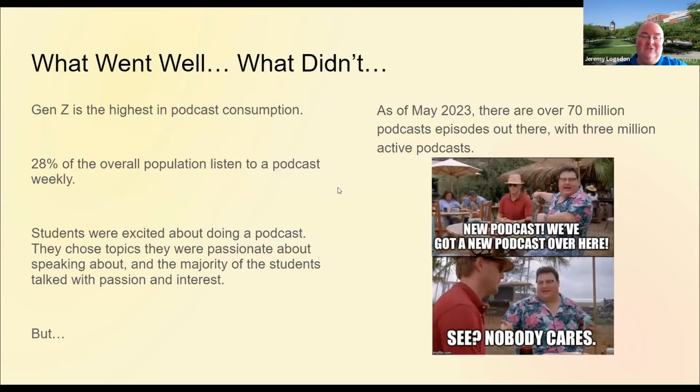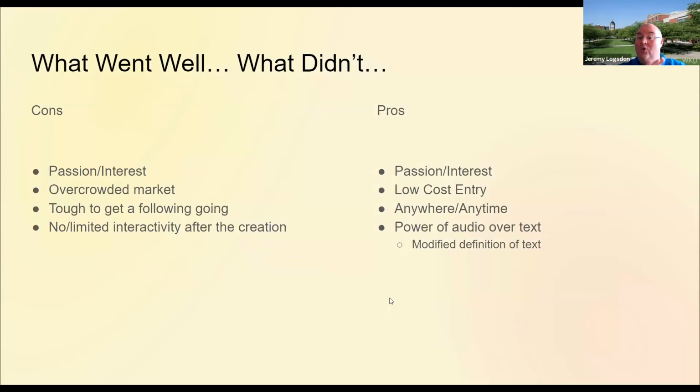However, there is, of course, a problem with that, and that is the market is so oversaturated with podcasts. There's 70 million podcasts out there. 3 million of them are currently active, and that is difficult. There's some comments. I think the greatest challenge is for students to accept their own voice. I'm sure those of you who've worked with students, if you've ever recorded them, there was a lot of hand holding and saying, it's okay. Your voice sounds great. It's okay.